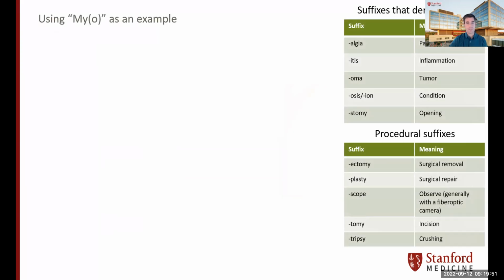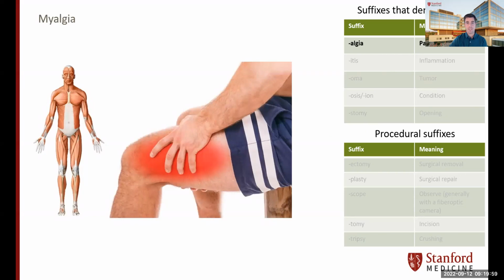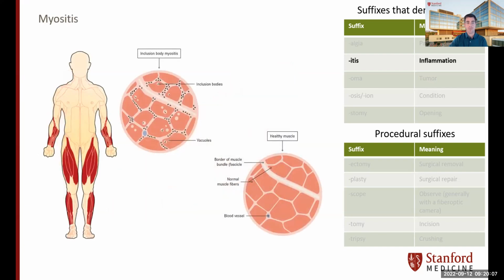I'm going to use myo as an example. Myo is the root, and it refers to muscle. And suffixes are going to spice it up a little bit, right? So myalgia is pain in the muscle. This can be normal if you had a good workout, or it can be abnormal if you have a muscular disease, such as myositis. Myositis is abnormal inflammation in the muscle and can present with abnormal myalgias, so muscle pain, and muscle weakness as well.